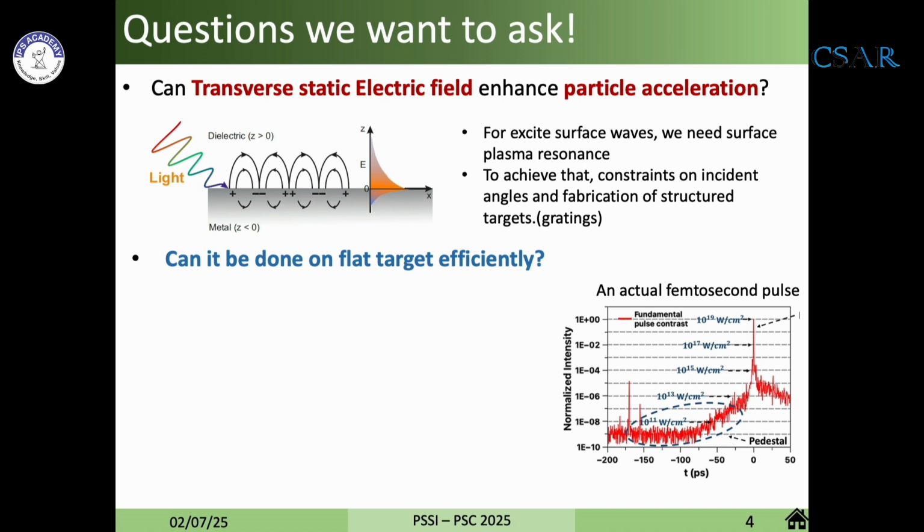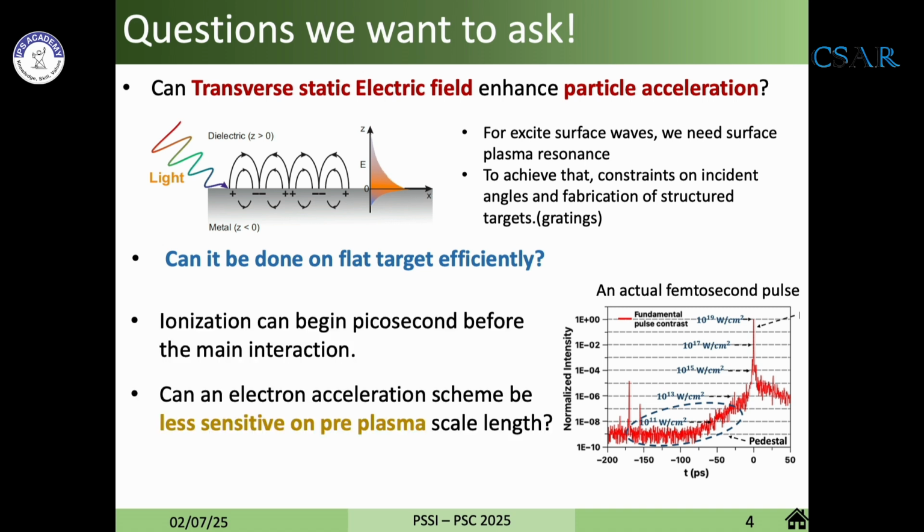Is it possible? And the next thing, the femtosecond pulse which I talked about is a 30 femtosecond pulse, but on a log scale, the actual femtosecond pulse has a huge pedestal. So the main interaction starts very early on, around the picosecond scale. The pedestal is enough to trigger the ionization, which can alter the conditions before the main pulse arrives, which can change the energies of the electrons that we talked about. So ionization can begin a picosecond before the main interaction. So, can there be an electron acceleration scheme which is less sensitive to the pre-plasma scale length? I'll try to answer these questions.